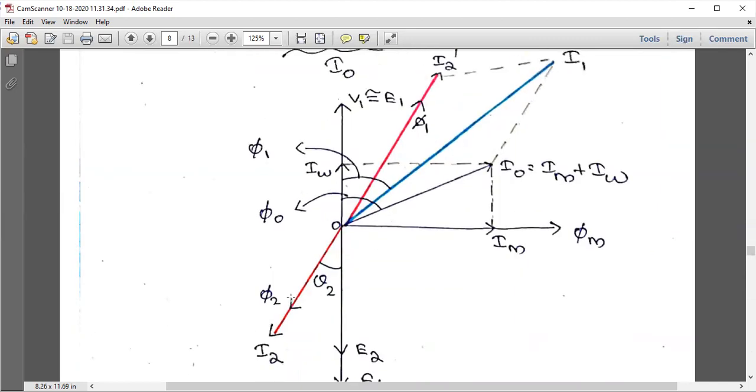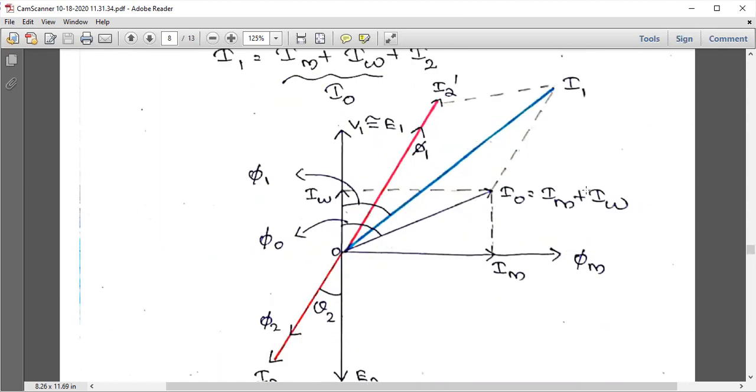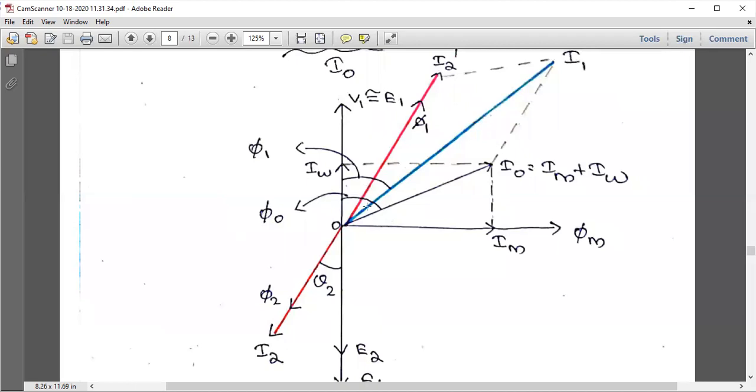This red color or rose color, whatever it is, this was there. This is the secondary current, and that we are reflecting to the primary as I2 dash. So I1 will be eventually I2 dash plus I0. So we need to represent that as a phasor. So I2 dash plus I0, and this is the resultant. And we know this is the no load power factor phi naught, and this is the primary power factor phi 1, which is between V1 and I1, and this is between V1 and I0.